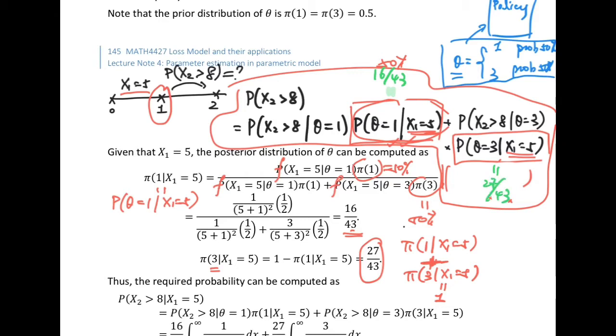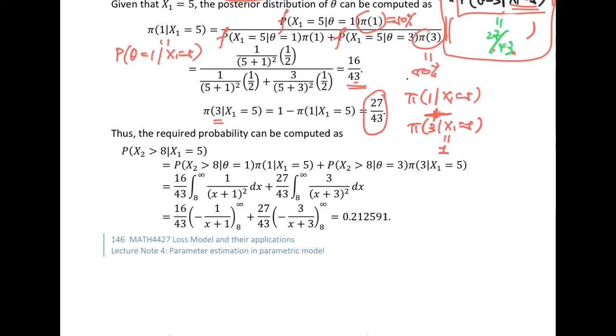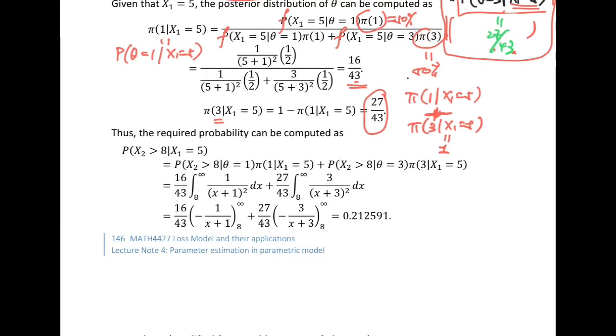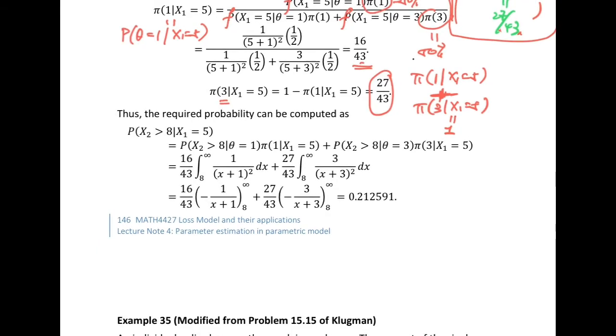Now for this conditional probability, given the PDF, it will be just equal to the integral from h to infinity of your PDF, which is theta over (s plus theta) all squared, ds. You just put in theta equal to 1 to get this, and theta equal to 3 to get the second one. Very simple. After you evaluate these two integrals, which is very straightforward, you will find that the final probability will be only 21.25%.